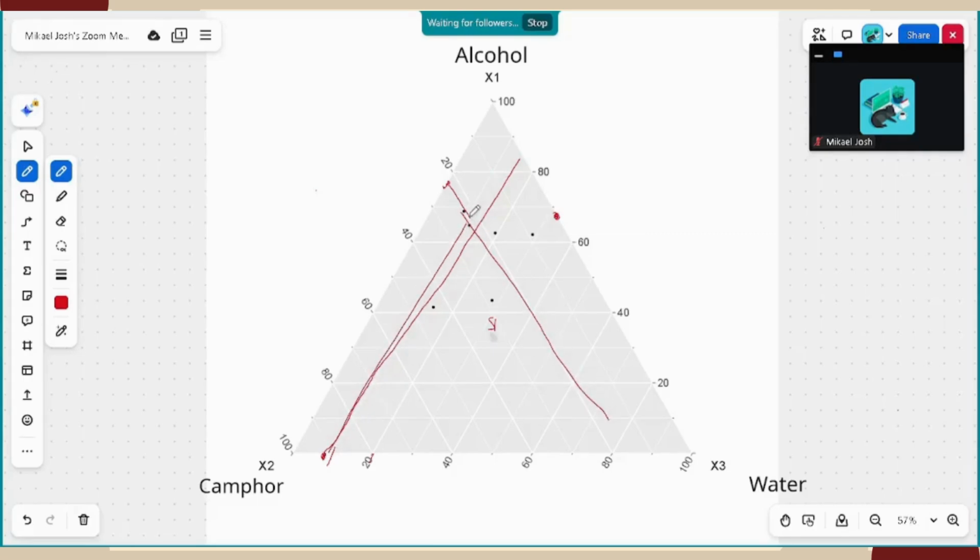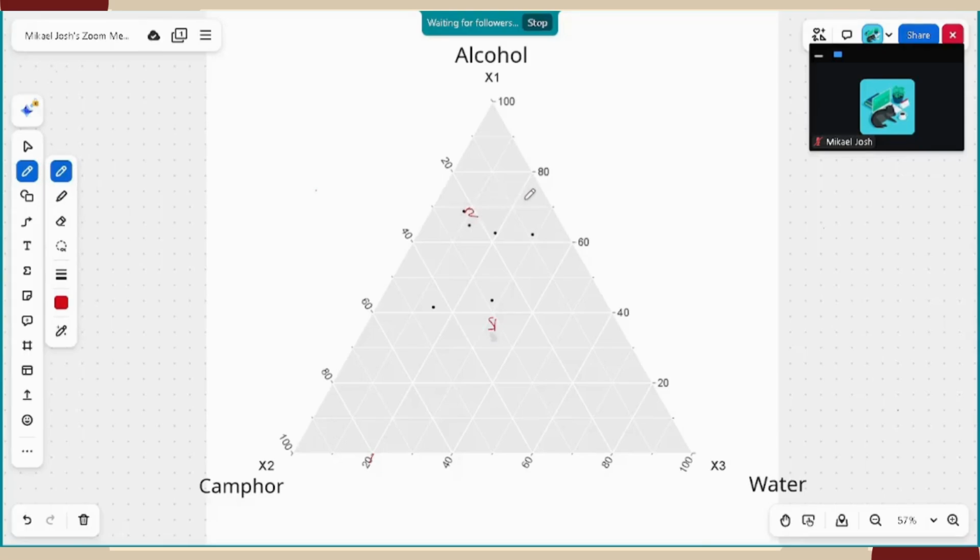Around here. So we mark the intersection of these 3 lines. So here. Then this is our sample number 2.